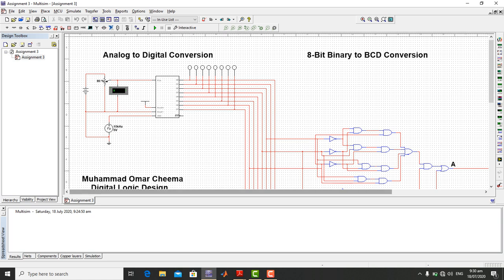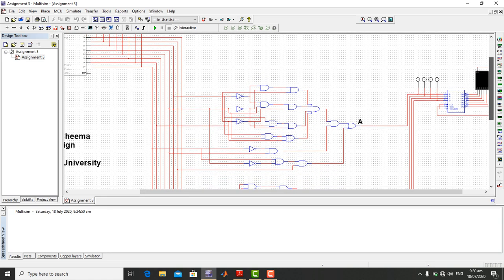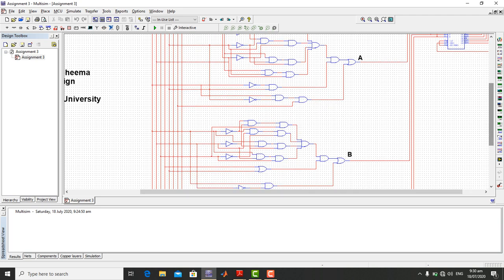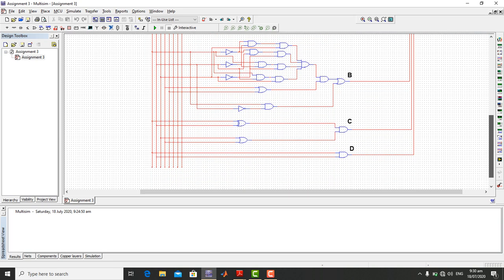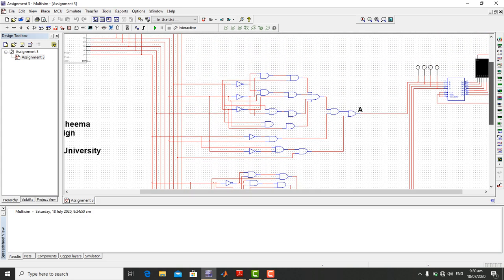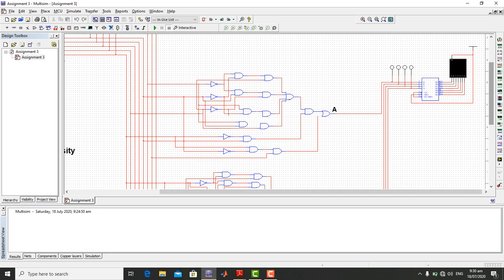This 8-bit binary to BCD conversion circuit is made by the schematics mentioned previously. Here A, B, C and D are the outputs, which will be the input to the BCD to 7-segment display decoder, and then this decoder will be connected to a 7-segment display.